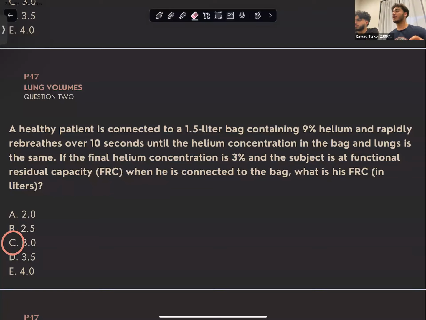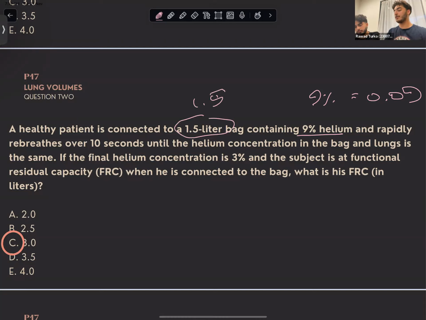So I'm going to explain the chemistry behind it just a little bit, because I don't want you guys to memorize the formula. I want you to truly understand why we're using this formula to get the functional residual capacity. C obviously is concentration, the concentration of the gas. In this case, for this healthy patient, C would be 9% helium, which equals 0.09. V is your volume, so this is 1.5.